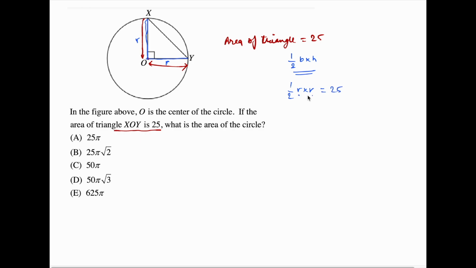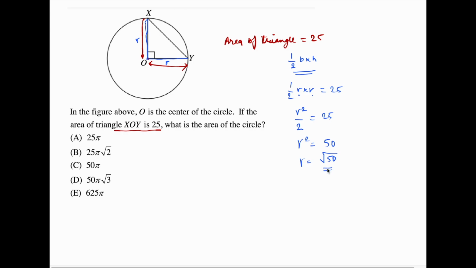So 1/2 times r multiplied by r equals 25. r multiplied by r equals r square divided by 2, and here 25. If we cross multiply this, r square equals 50 because 25 multiplied by 2 is 50. r equals root 50 if we take the square root of both sides.